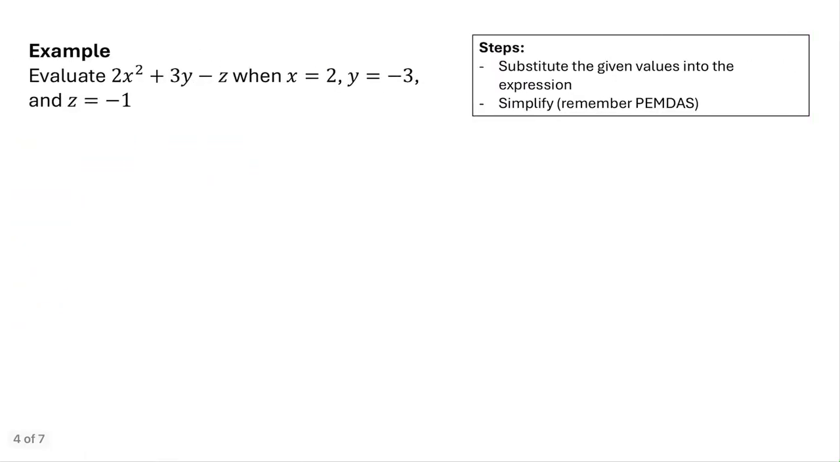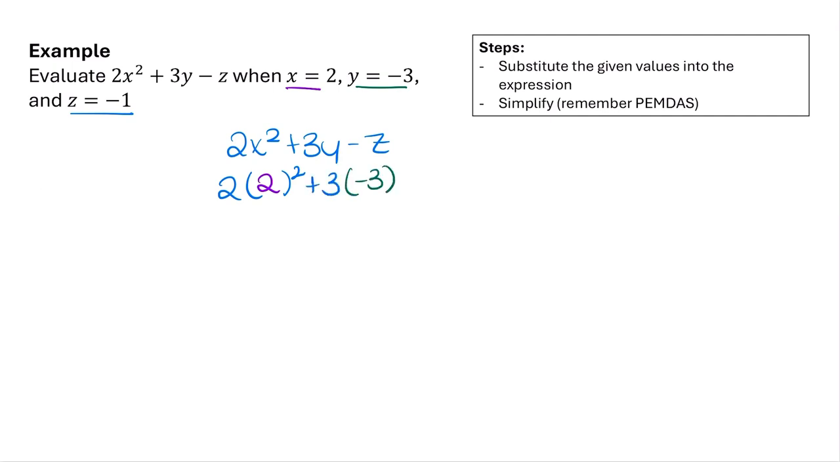So let's try evaluating this expression. We have 2x squared plus 3y minus z, where x equals 2, y equals -3, and z equals -1. So I'm going to do 2 and then my x squared, substituting my 2, so I have 2 squared, and then plus 3, and my y is -3, so I'm going to substitute that there, and then minus z, so that's going to be minus -1.